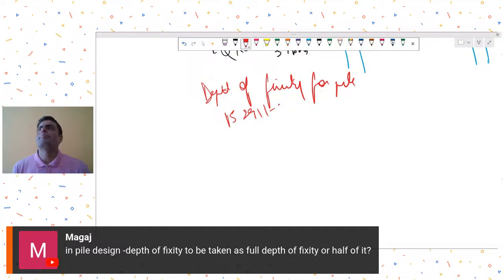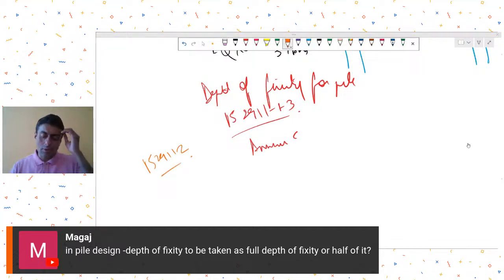If I remember, part 1, section 3, I think, if I remember correctly. 2911, part 1, section 3. They are in annexure C. I may be wrong over here. Or IS 2911 part 2. I'm not remembering properly which code. Some code of the 2911.